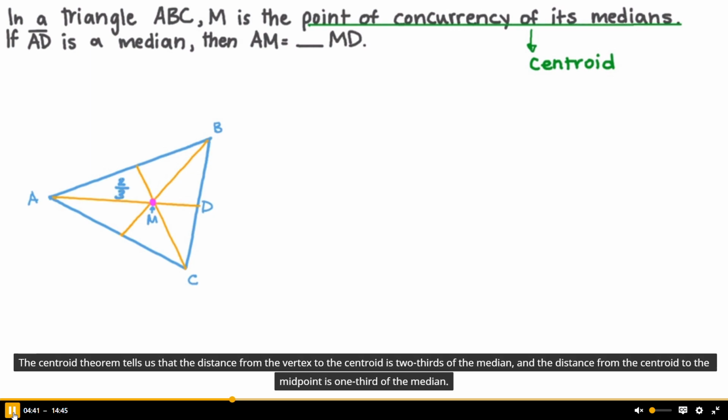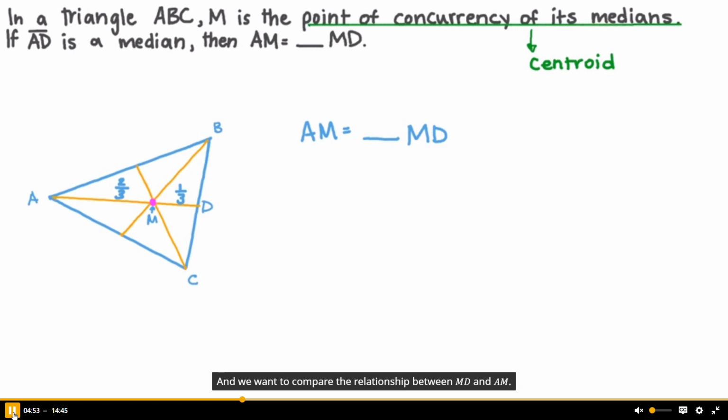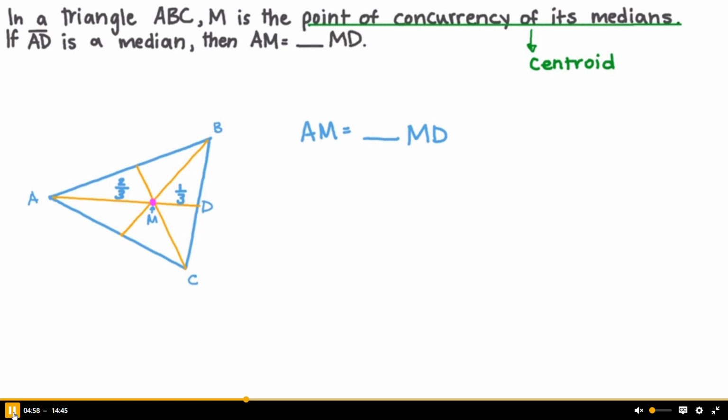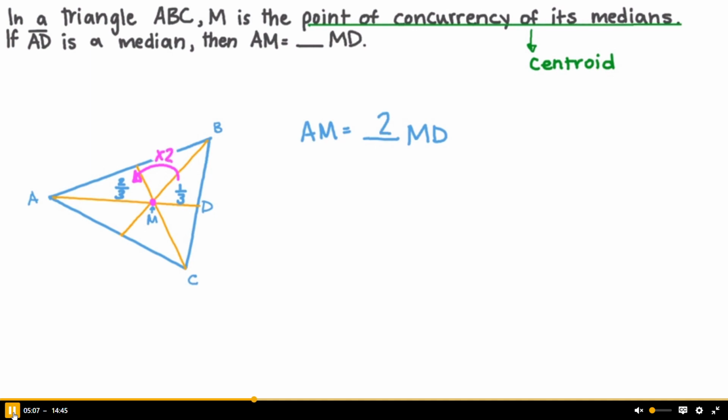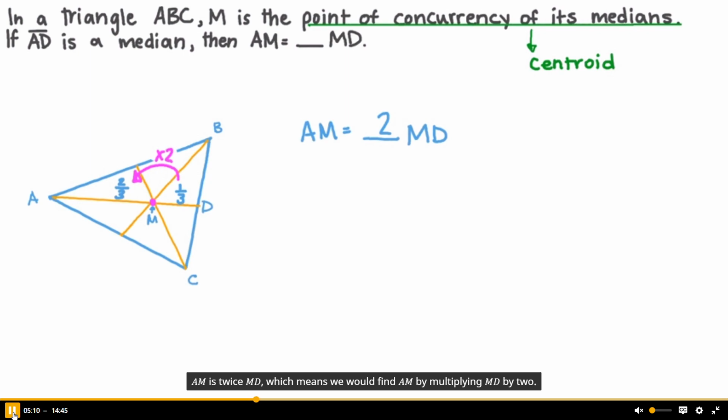The centroid theorem tells us that the distance from each vertex to the centroid is 2/3 of the median, and the distance from the centroid to the midpoint is 1/3 of the whole median. So AM, and we want to compare the relationship between MD and AM. To go from MD to AM, to get from 1/3 to 2/3, we multiply by 2. AM is twice MD, which means we would find AM by multiplying MD by 2.